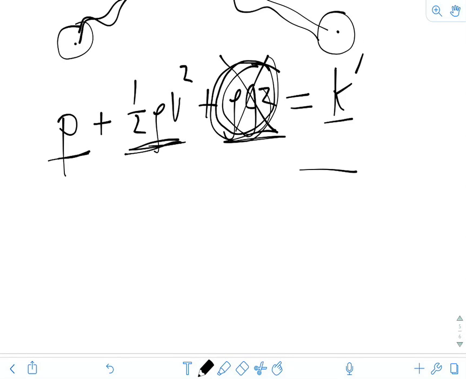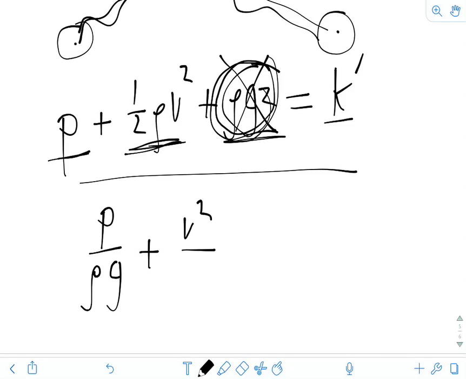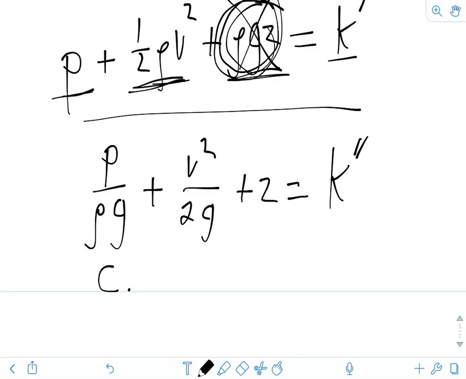Another form of this equation you may see is just this equation written a little differently. I'm trying to remember, I think they write it like this: P over rho g plus v squared over 2g plus z equals another constant. I'm just dividing the whole equation by rho g. I call it k double prime. This is the way the civil engineers look at Bernoulli's equation. The units are height, or head. They talk about head differences.